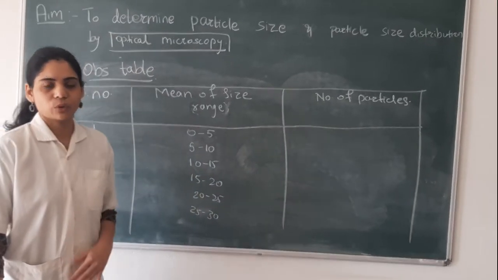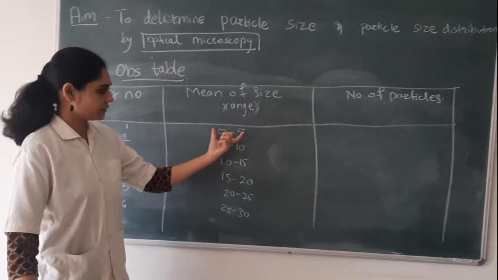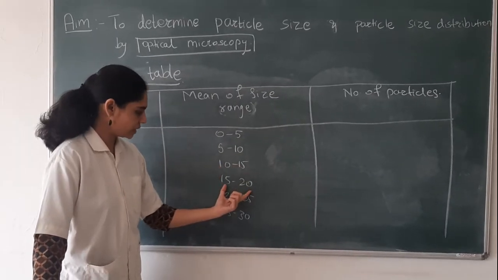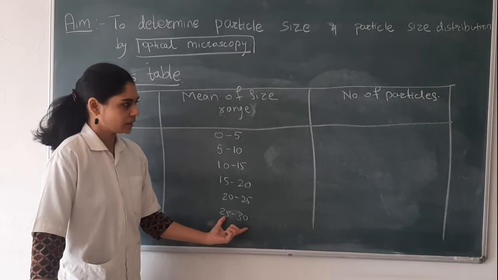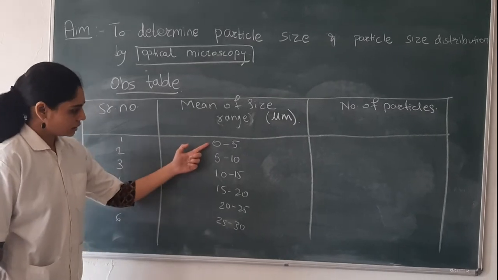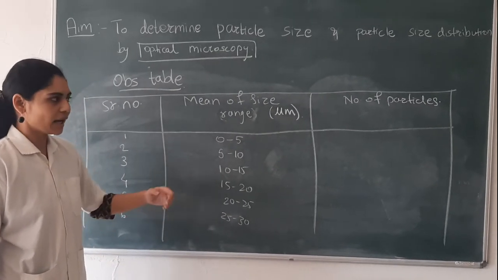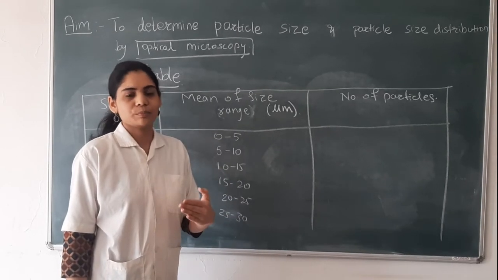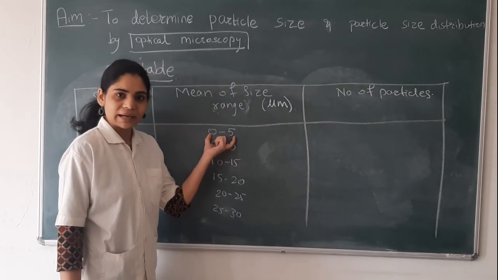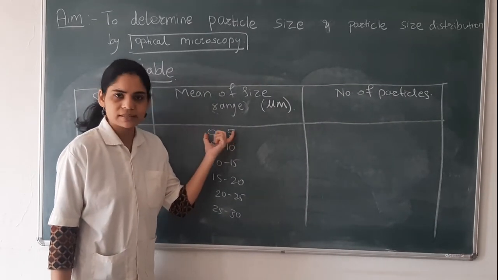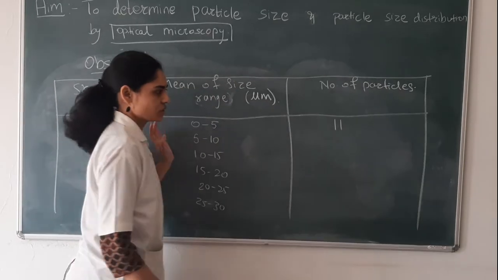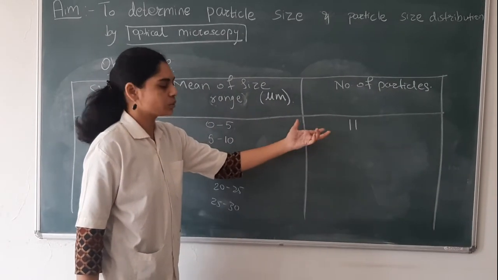So when we are going to perform the experiment, at that time we are going to take a size range. The size range will be 0 to 5, 5 to 10, 10 to 15, 15 to 20, 20 to 25, and 25 to 30. Okay, it is in micrometers. So we will write this range, and when we actually measure the particle size in the range of 0 to 5, suppose I have measured two such particles, I will write in front of that range 2 lines, just like we do in stats.